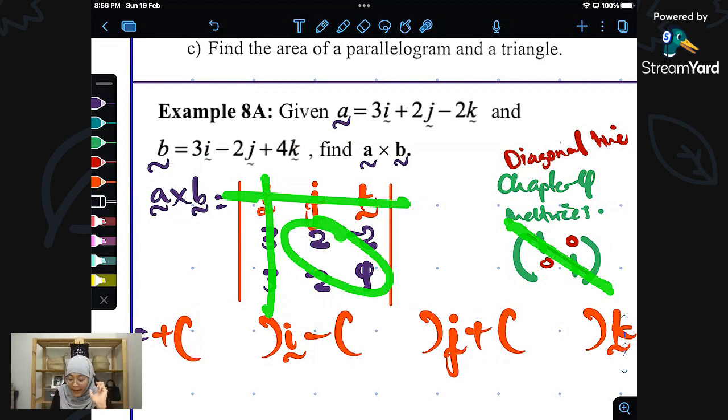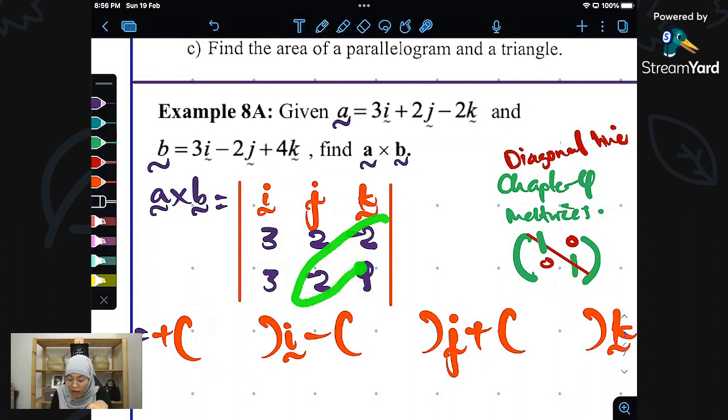So 2 darab 4 adalah 8. So saya letak 8 di depan. Okay, and then formula dia sentiasa tolak. Tolak apa? Tolak yang sebaliknya pula, iaitu 4. 8 tolak 4 iaitu 4i. That is our first answer. Okay, so first answer is 8 minus 4 for I.